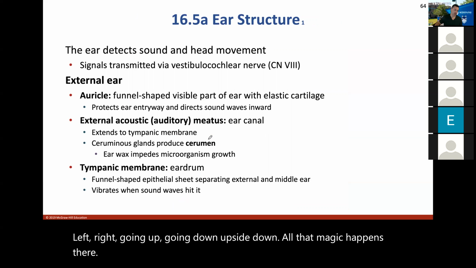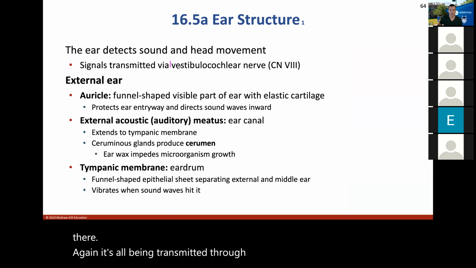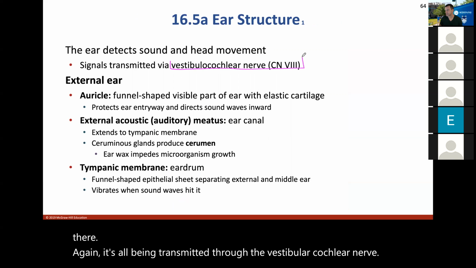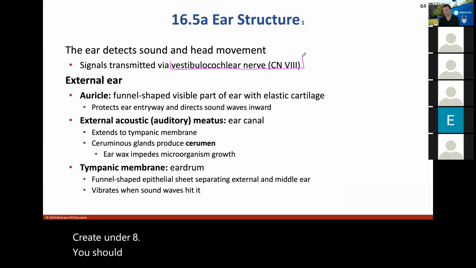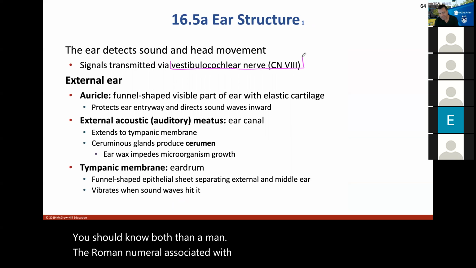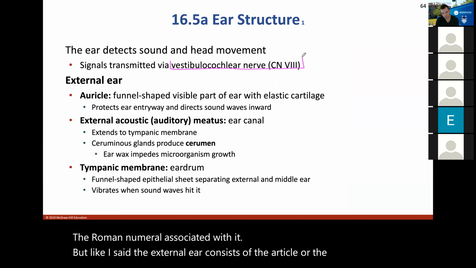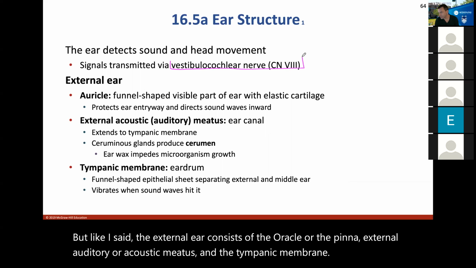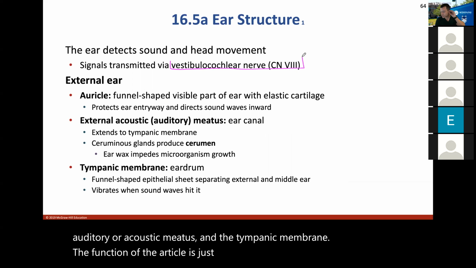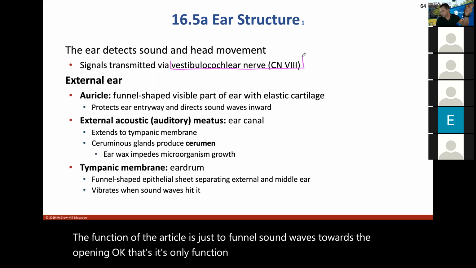Again, it's all being transmitted through the vestibulocochlear nerve, cranial nerve 8. You should know both the name and the Roman numeral associated with it. But like I said, the external ear consists of the auricle or the pinna, external auditory or acoustic meatus, and the tympanic membrane. The function of the auricle is just to funnel sound waves towards the opening. Okay, that's its only function. Collect sound, funnel it into the ear hole.